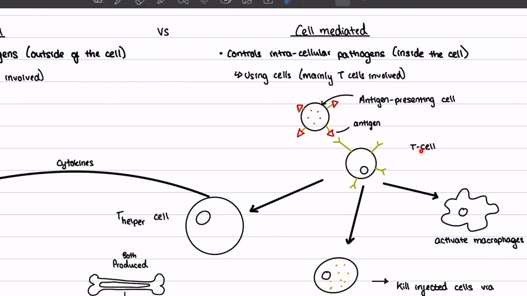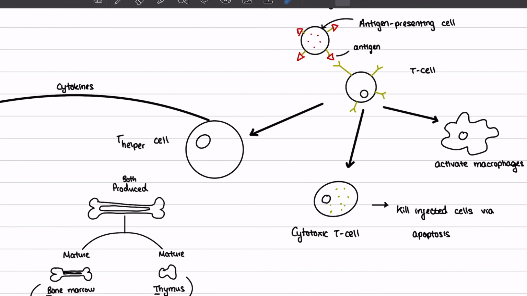Then the T cells will detect the antigen is foreign and attach onto the pathogen's antigens, as the lymphocytes have receptors on them that are complementary to the pathogen's antigens. The T cell can then go on to produce T helper cells and cytotoxic T cells. The cytotoxic T cells are the main T cells which will go on to kill the infected cells via apoptosis.